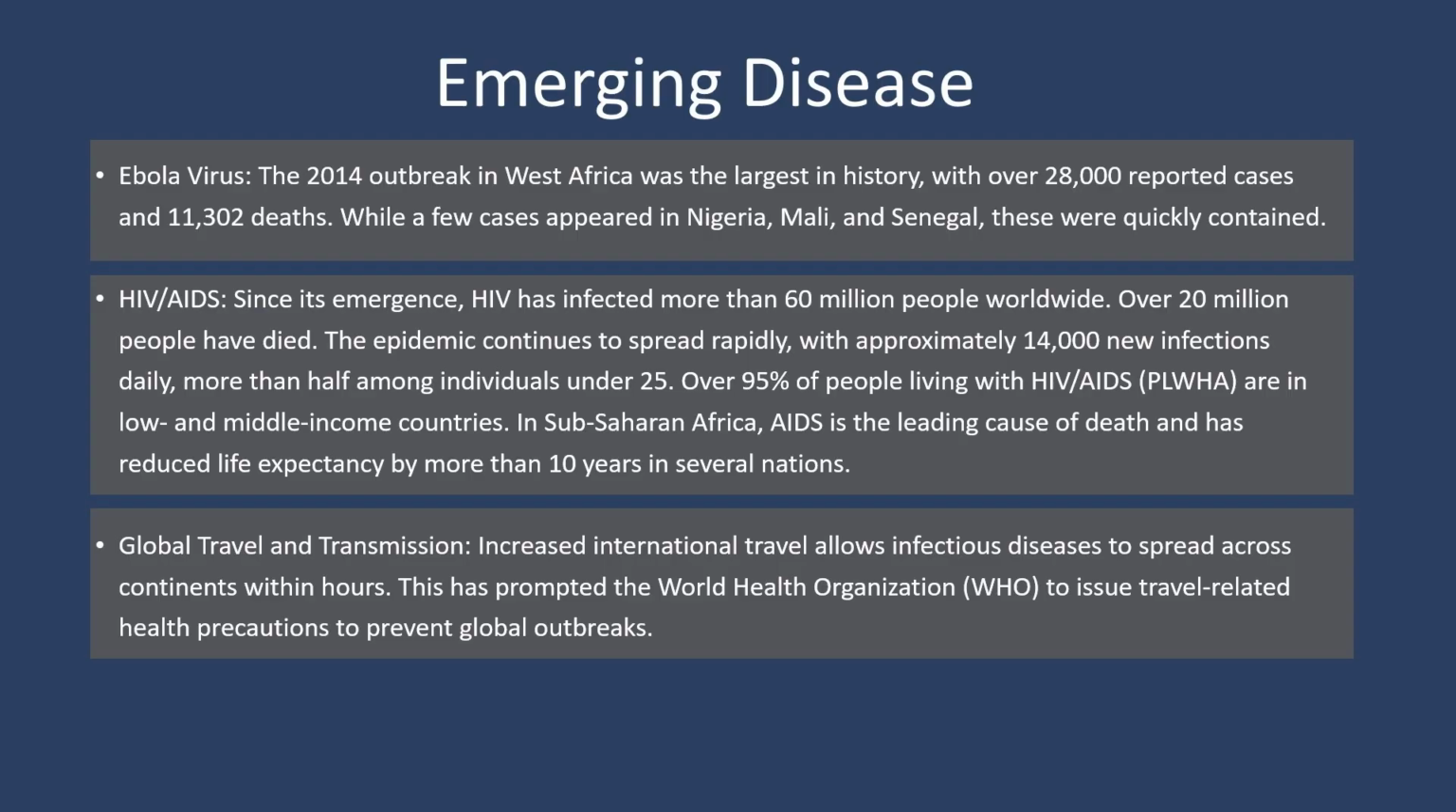In sub-Saharan Africa, AIDS is the leading cause of death and reduced life expectancy by more than 10 years in most nations. We did not have a rapid response for HIV and AIDS. In fact, there was a very large delay. There was science denial. There was a lot of persecution and a lot of myths that were spread, and some to this day still continue to spread about HIV and AIDS.